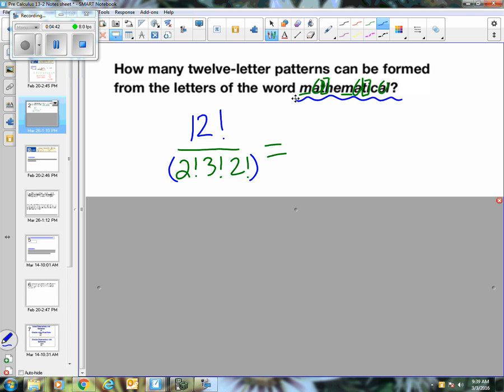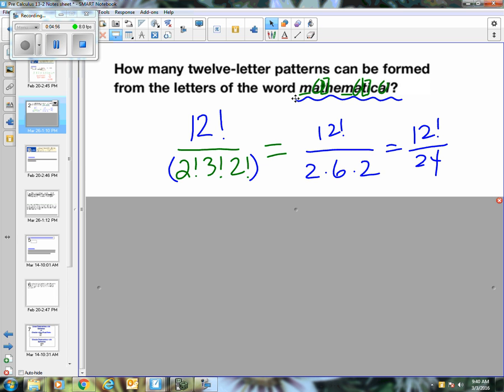What is 2 factorial? Well, that's just 2. What is 3 factorial? That's just 6. And then 2 factorial is 2. How about instead of typing that whole thing in, how about you do 12 factorial divided by 24? For me, that would be a lot faster. So think about ways you can make that calculation part of it easier for you. Because if they're easy numbers, those are going to be pretty easy to put in there then too. So repetitions, we have to be careful. If things are repeated, we're going to be overcounting.